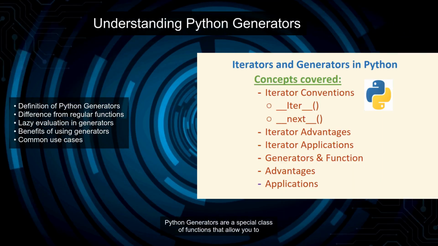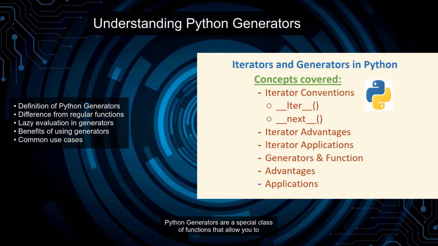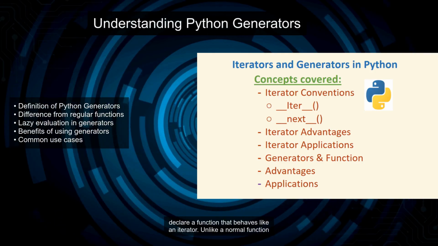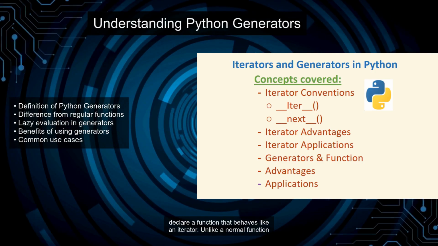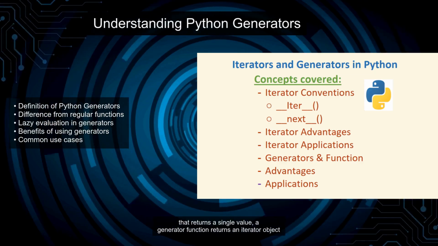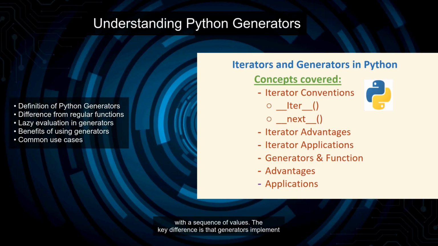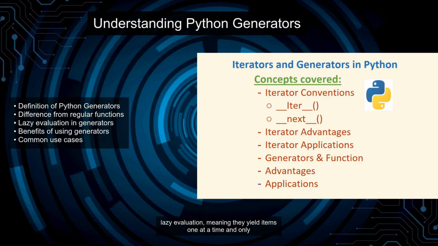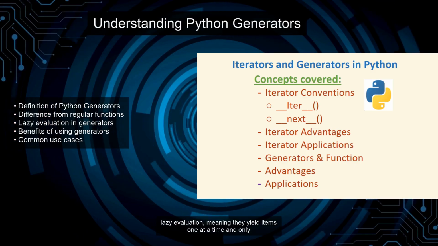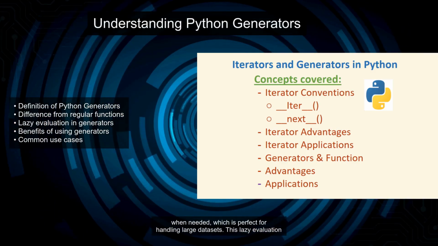Python generators are a special class of functions that allow you to declare a function that behaves like an iterator. Unlike a normal function that returns a single value, a generator function returns an iterator object with a sequence of values. The key difference is that generators implement lazy evaluation, meaning they yield items one at a time and only when needed, which is perfect for handling large datasets.